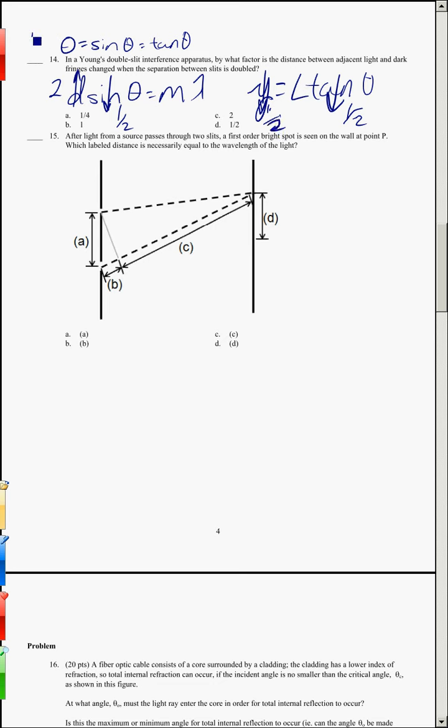Alright, so that's D for number 14. After a light from a source passes through two slits, a first order bright spot is seen on the wall at point P. That's this point. Which labeled distance is necessarily equal to the wavelength of the light, A, B, C, or D? This is our path length difference. At the first order, that has to equal one wavelength. That is your path length difference. So the answer is B.